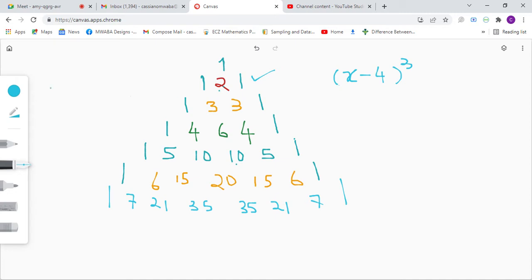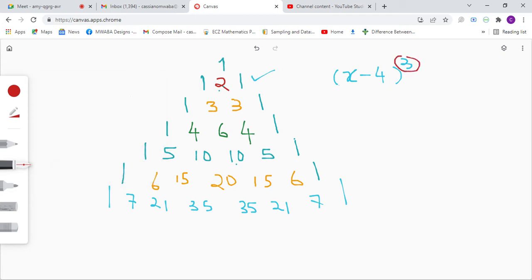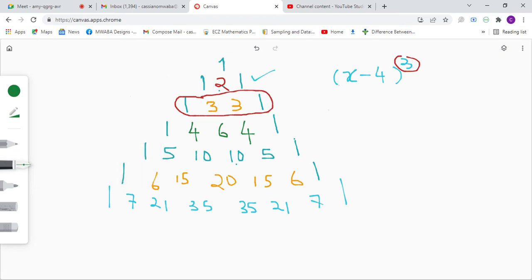Since this is to the power 3, we're going to go to our third row, which is 1, 3, 3, 1. These are the coefficients we are going to use. So what we're going to say is, we're going to start. You're going to first write 1, which represents this one here.